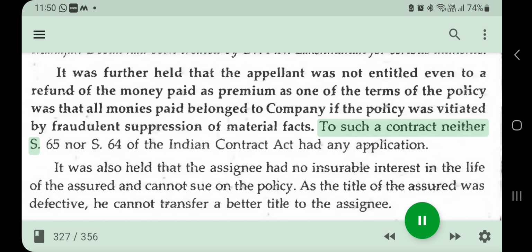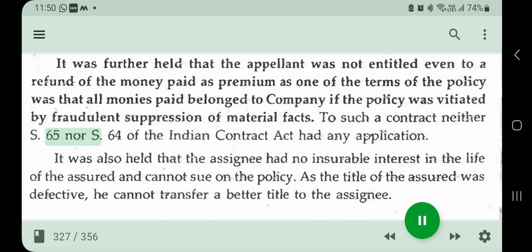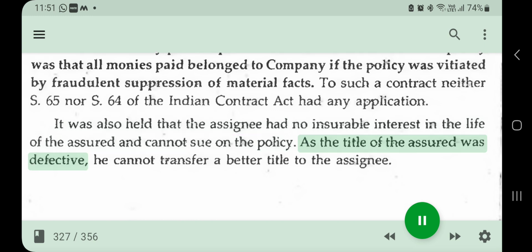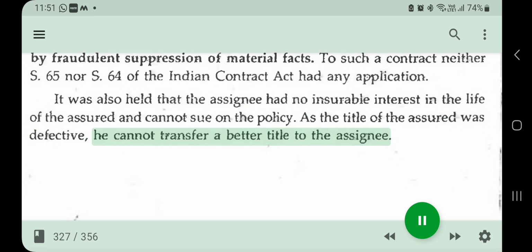To such a contract neither S. 65 nor S. 64 of the Indian Contract Act had any application. It was also held that the assignee had no insurable interest in the life of the assured and cannot sue on the policy. As the title of the assured was defective, he cannot transfer a better title to the assignee.